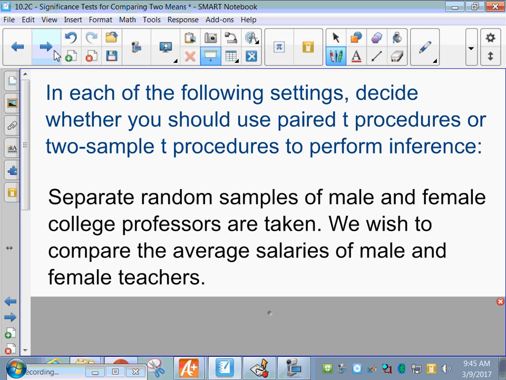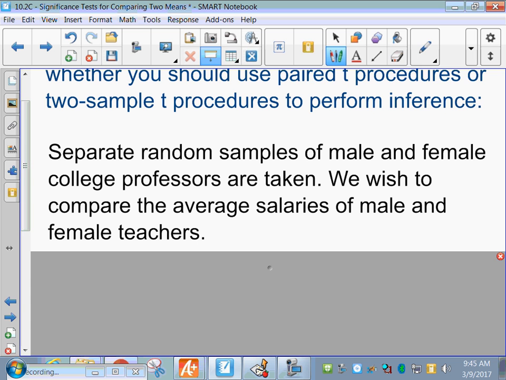Separate random samples of male and female college professors are taken. We wish to compare the average salaries of male and female teachers. What do you think? Two sample because we're doing separate groups. All right, males and females. Two separate groups, so two sample T procedure.